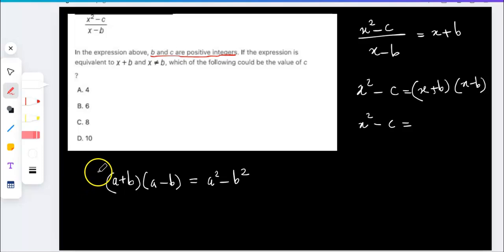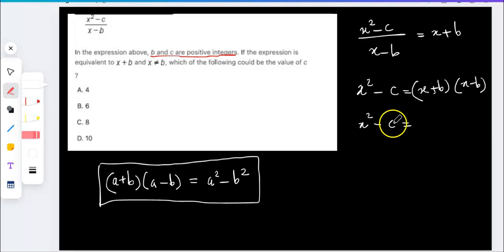So this is a very important result: a plus b times a minus b is equal to a square minus b square. Here you can use the same thing. x plus b times x minus b is equal to x square minus b square. So you have x square minus c is equal to x square minus b square. You can equate the constant parts because both sides have x square. Once you equate them, you get b square is equal to c, or c is equal to b square.